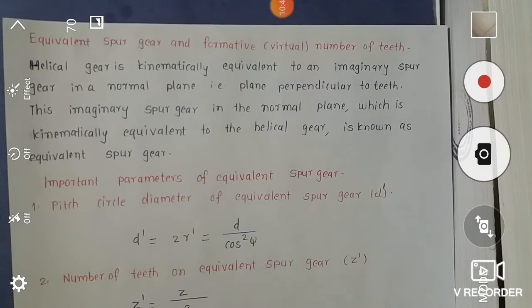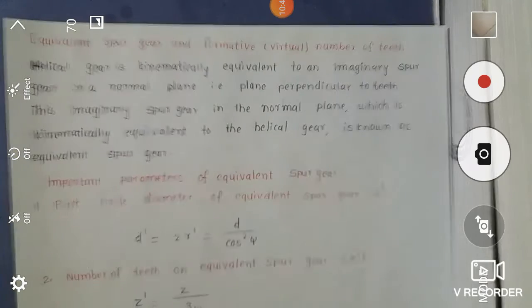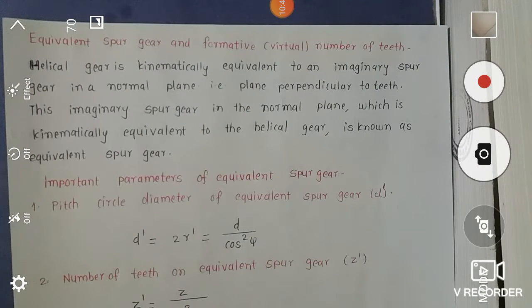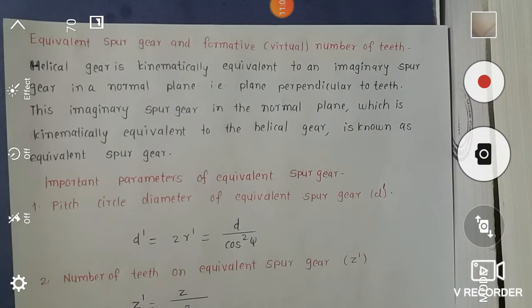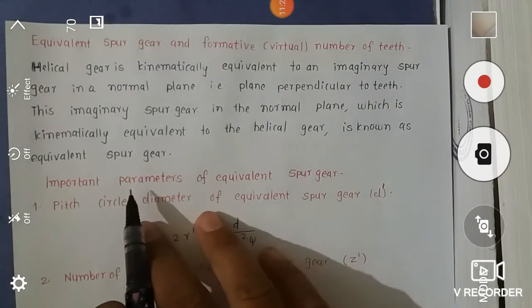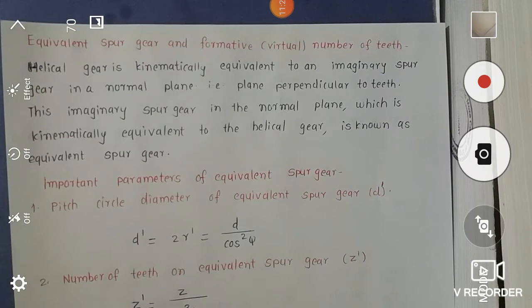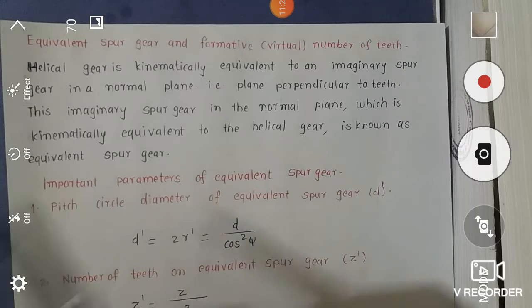Now, if we consider the helical gear in the normal plane, the tooth is similar to that of a spur gear. So we use the same design procedure as discussed in spur gear design, but in this case, because of the inclination of the teeth, we convert our helical gear into an equivalent spur gear, and after converting into the equivalent spur gear, we use the same procedure which is discussed for spur gear design, and that is called the equivalent spur gear.